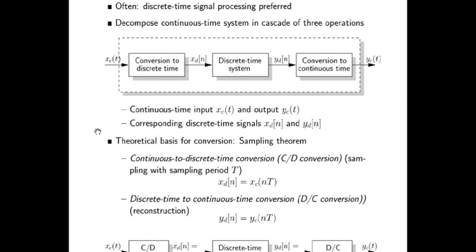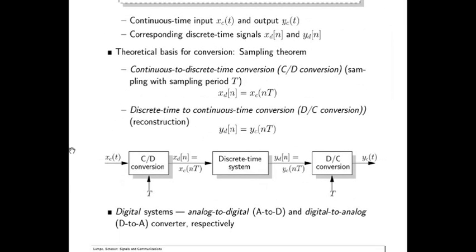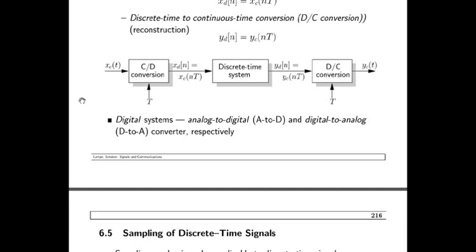The theoretical basis for the conversion is the sampling theorem. Continuous to discrete time conversion is sampling with sampling period T, and discrete to continuous time conversion is the reconstruction. So this is again the block diagram in another manner. Digital systems are often represented as A to D and D to A, which are the analog to digital and digital to analog converters respectively.